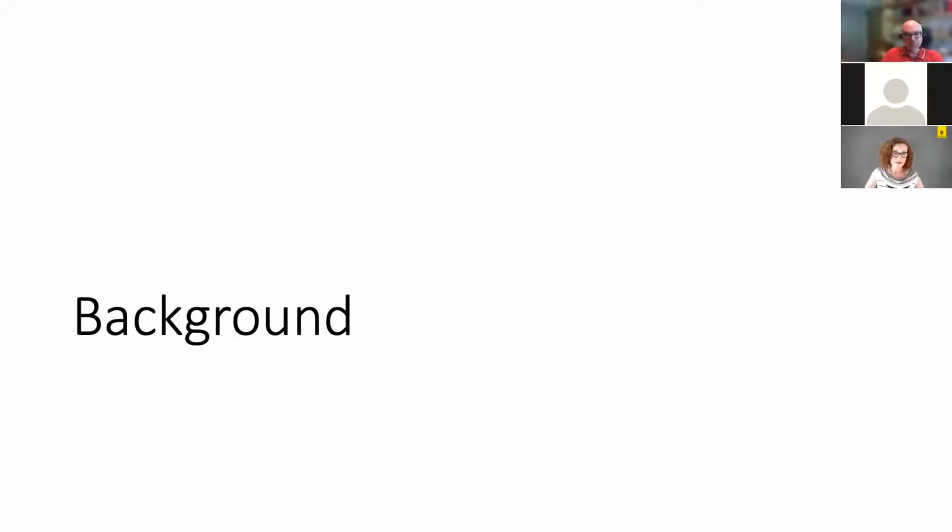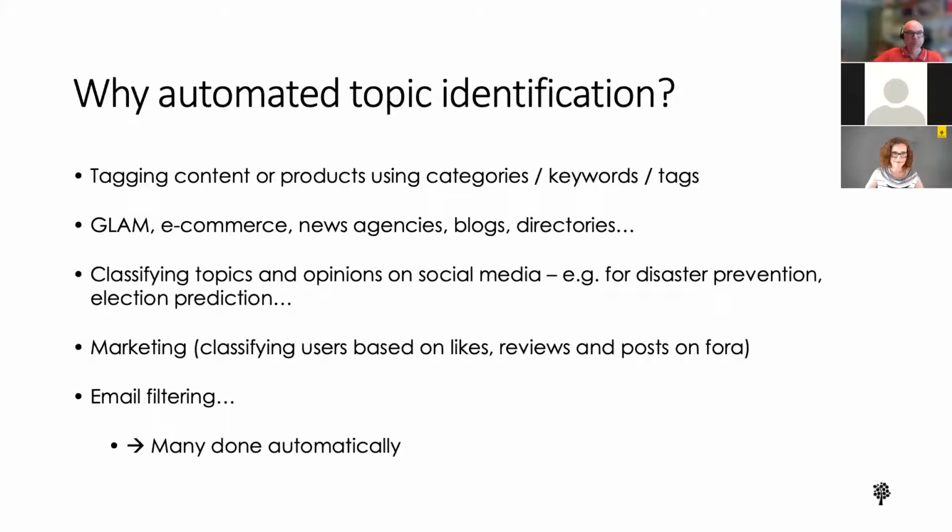So let's start with the background. Why do we want to use automated topic identification more generally? Well, certainly to tag various content or products using categories or keywords or tags. We will especially talk about applying this in the LAM sector or the GLAM sector, but certainly also e-commerce, news agencies use keywords to add them to their news stories.